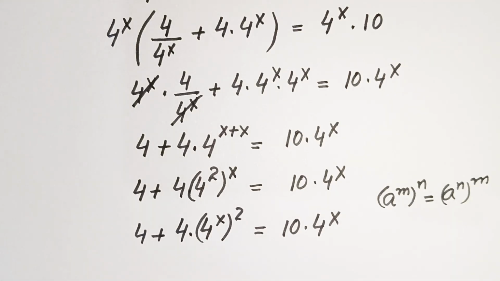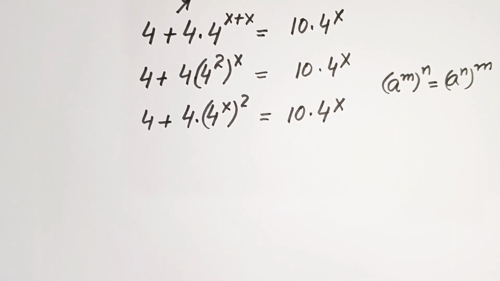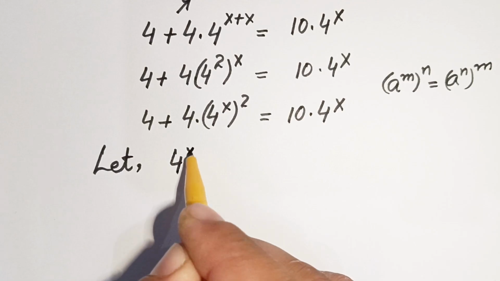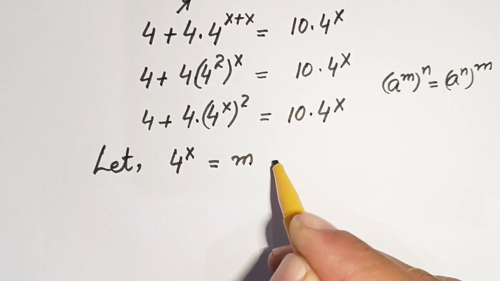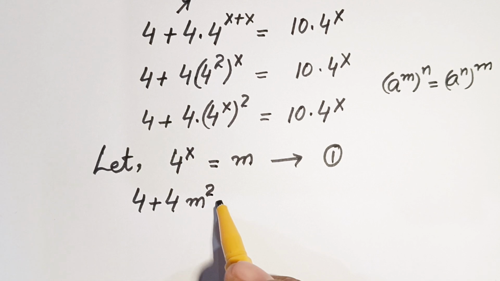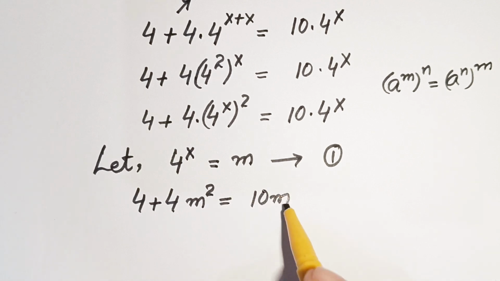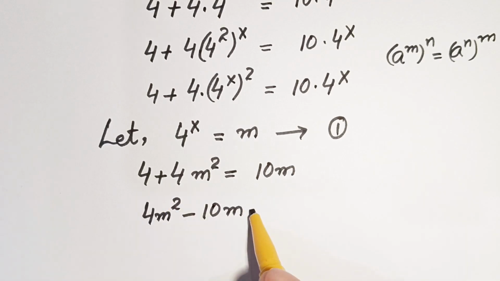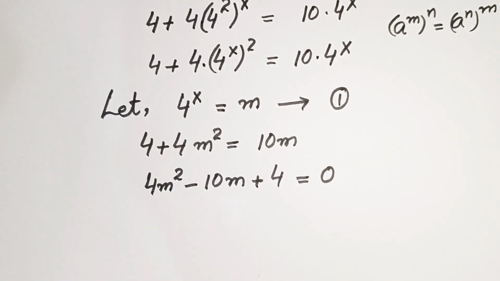Now let us suppose this 4 to the power x, let 4 to the power x be equal to m, so it is our equation 1. Now substituting this value, we get 4 plus 4m squared is equal to 10 times m. Now shifting this 10m, we get 4m squared minus 10m plus 4 is equal to 0. Now it is a nice quadratic equation, we have to solve this.